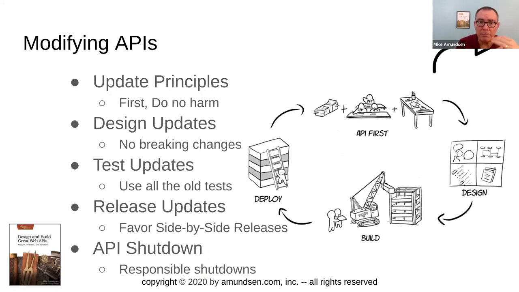So first, do no harm, use your breaking changes in your design, use all the old tests, favor side-by-side releases, and shut down responsibly. That's how you complete the cycle of modifying an API.